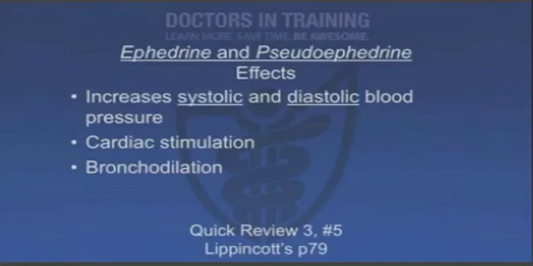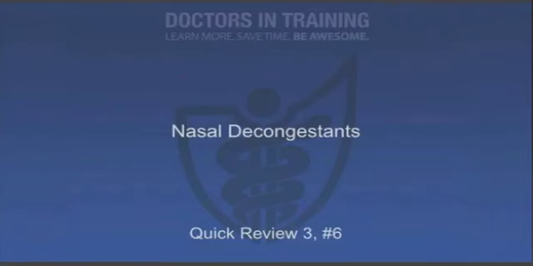Next question. What are the effects of ephedrine and pseudoephedrine? Well, they increase systolic and diastolic blood pressure. You get some cardiac stimulation, and you get bronchodilation. But you also get difficulty sleeping as well, so it'll sort of stimulate you. Next question. Where are ephedrine and pseudoephedrine primarily found? So what type of drugs are we going to find these in? Nasal decongestants. Most of the time these are over the counter, so they're easily accessible.